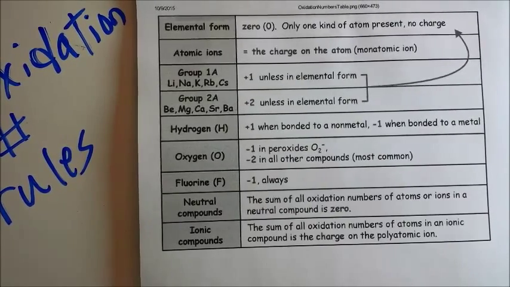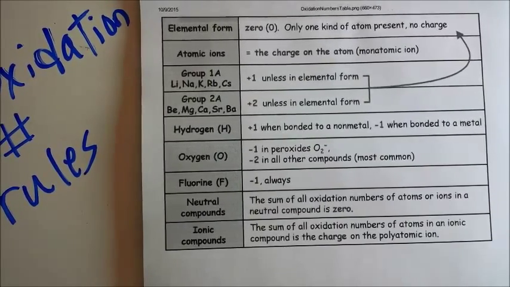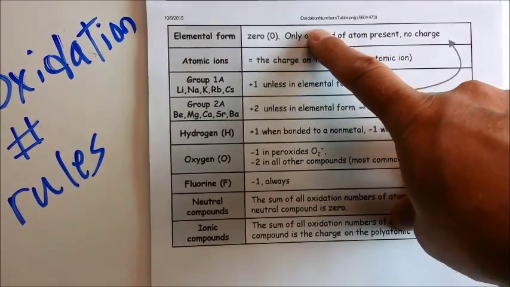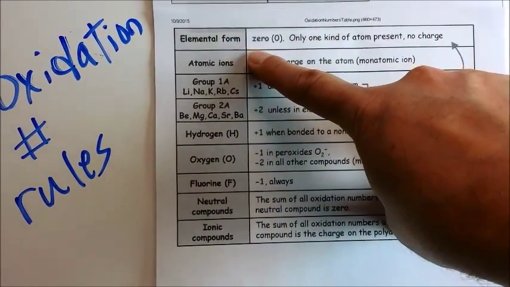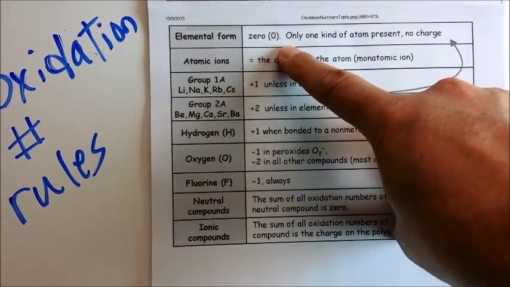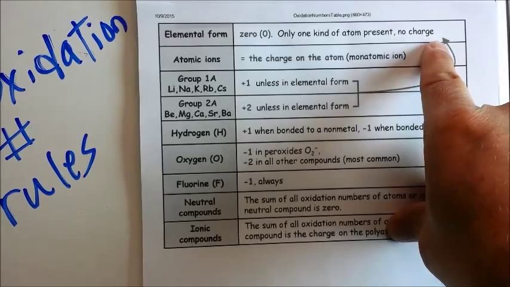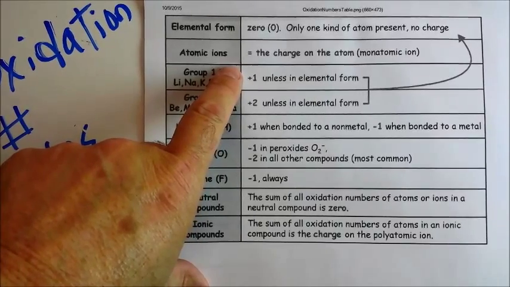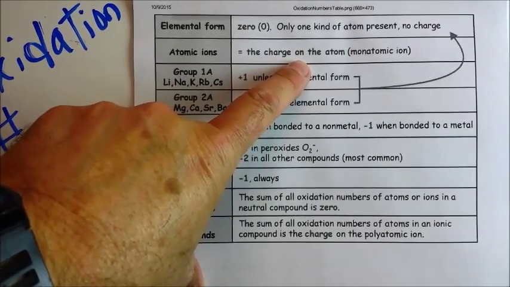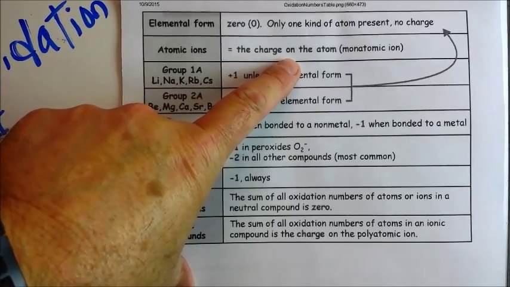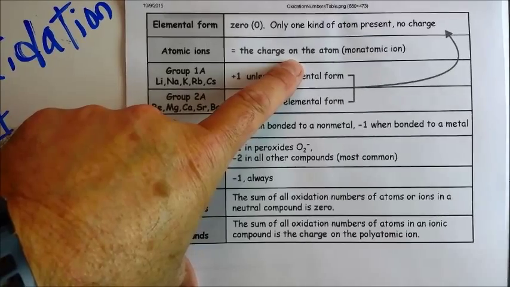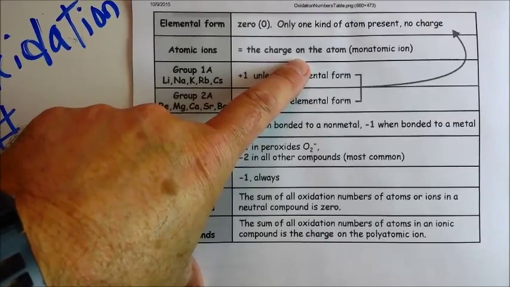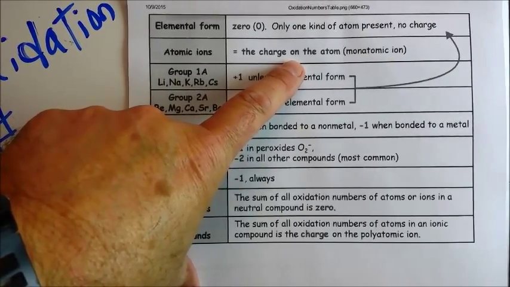And as I'm balancing equations in subsequent videos, I'll be referring to these charts that I'm talking about right here. So number one, if an element is present in its elemental form in an equation, its oxidation number is 0. If there is only one kind of atom present, then there is no charge. In the rules for oxidation numbers, it says atomic ions equal to the charge on the atom. All that means is that if it says Na +1, then that's the charge on it. That's what it means. It's just that simple. Cl -1 means the charge is -1. It wants to receive an electron.